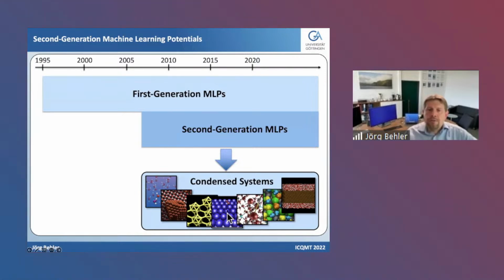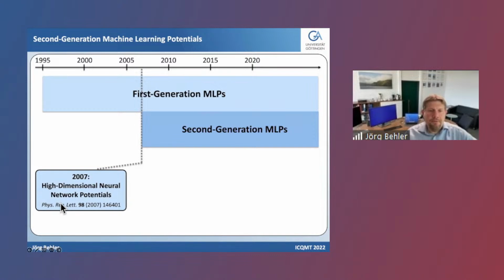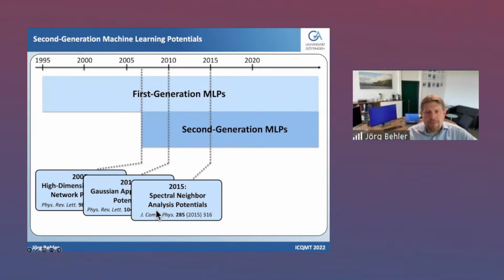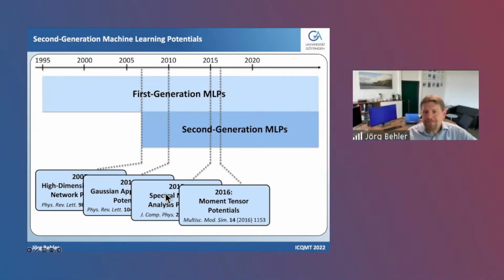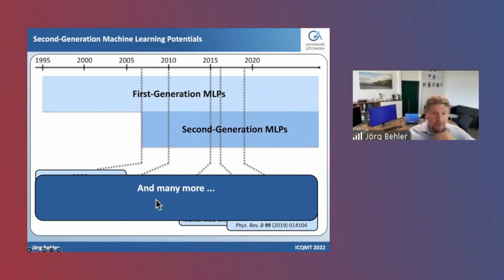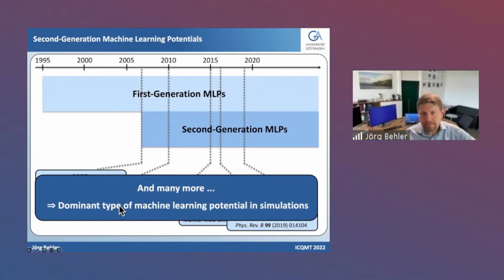And of course, there are not only high-dimensional neural network potentials that they introduced in 2007, but in the meantime, many other methods have been introduced. For example, Gaussian approximation potentials by Rajani in 2010, or spectral neighbor analysis potentials by Aidan Thompson in 2015. Moment tensor potentials by Alexander Shapeyev, and Ralph Krauss introduced atomic cluster expansion. Of course, there are many more, so it's not possible now to have a comprehensive list of all available machine learning potentials. And I think it's safe to say that second generation machine learning potentials are nowadays the dominant type of machine learning potentials for atomistic simulations.